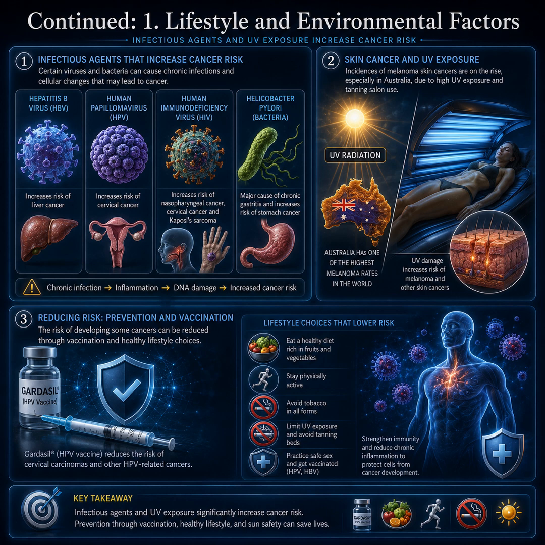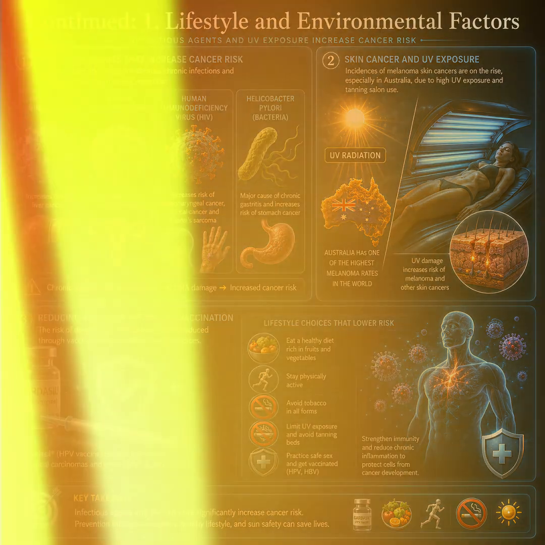Avoiding tobacco eliminates one of the most important sources of preventable DNA damage. Protecting the skin from excessive ultraviolet exposure by limiting time in intense sunlight, using sunscreen, wearing protective clothing, and avoiding tanning beds helps preserve the integrity of skin cell DNA. Practicing safe sex and receiving recommended vaccinations further reduce exposure to cancer-causing infectious agents.